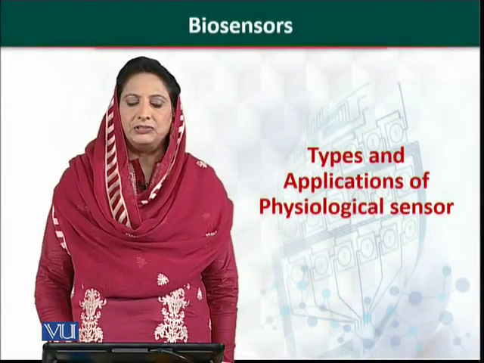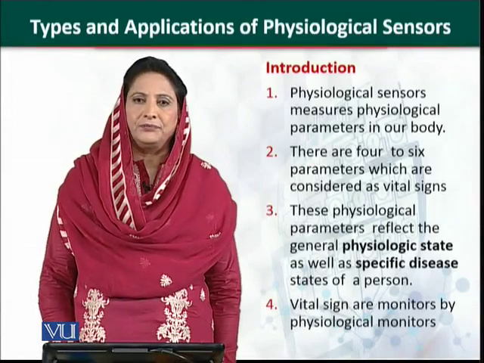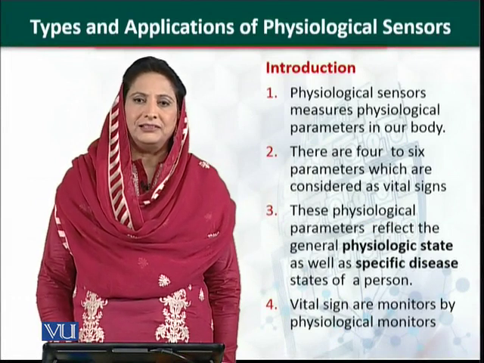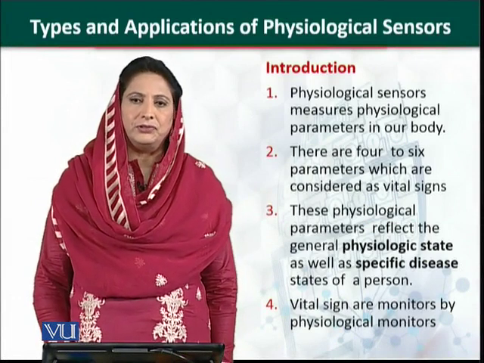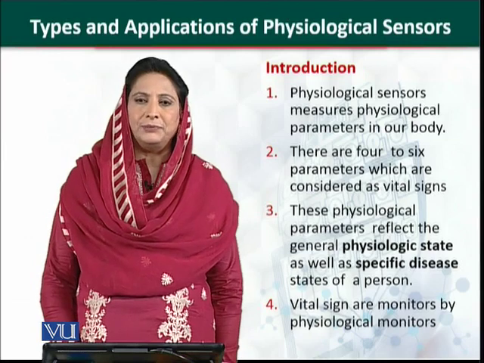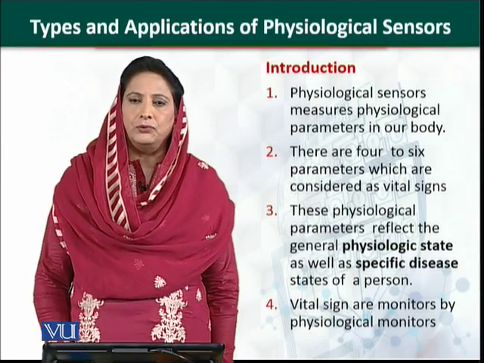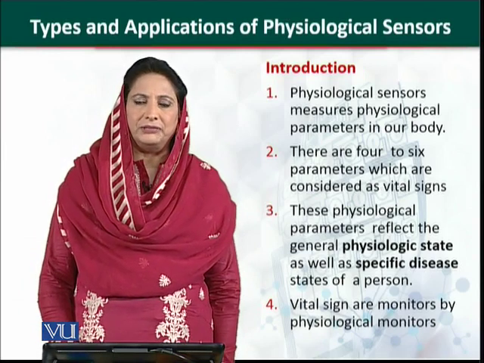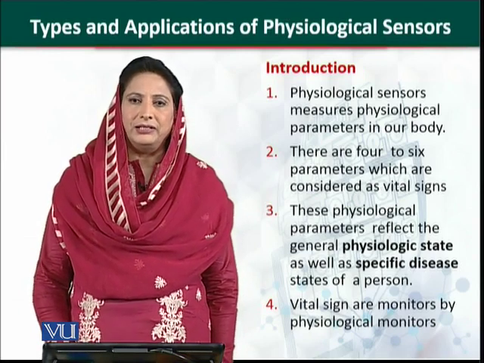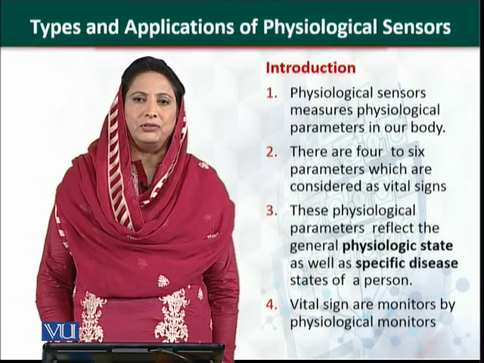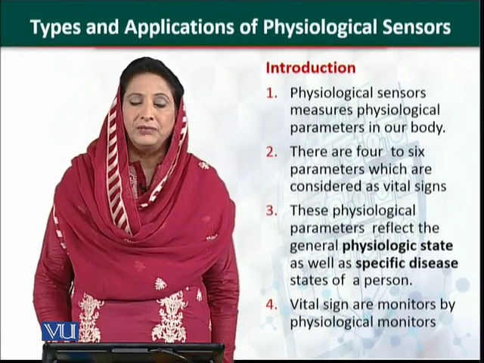Types and applications of physiological sensors. Physiological sensors are the sensors which determine different physiological parameters. These parameters are very important for our health. There are at least 4 to 6 different types of physiological parameters which are related to the condition of a patient or a healthy individual.